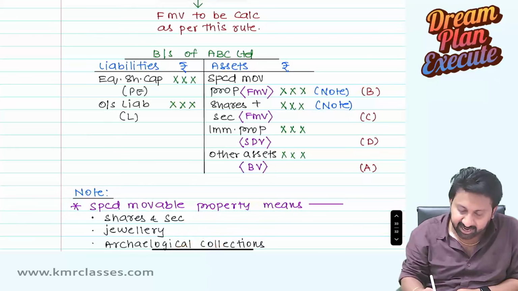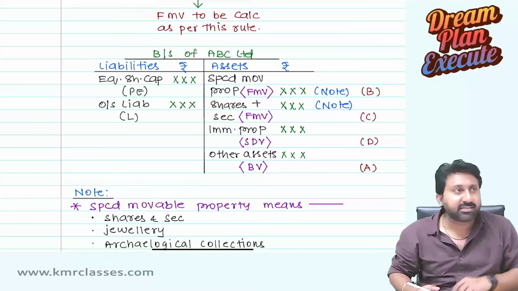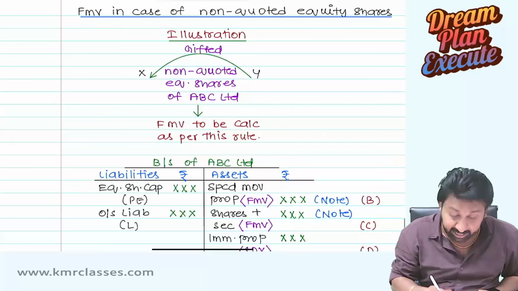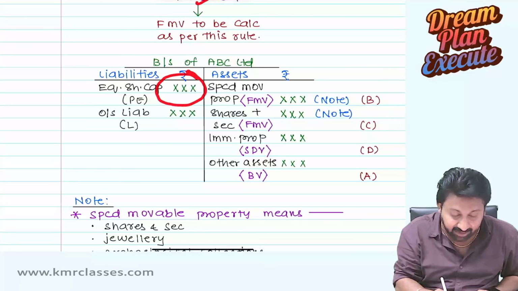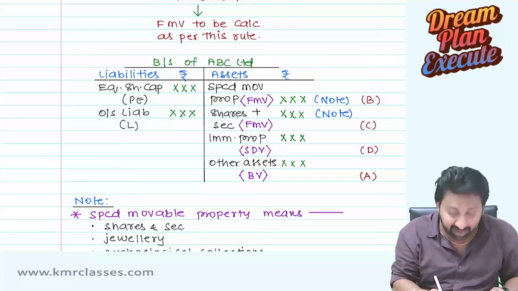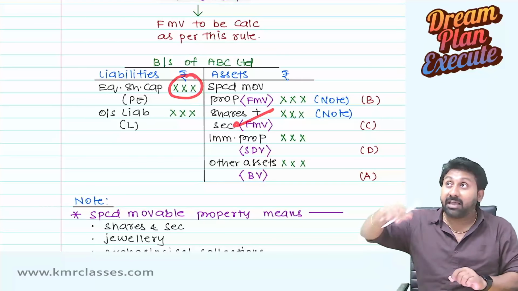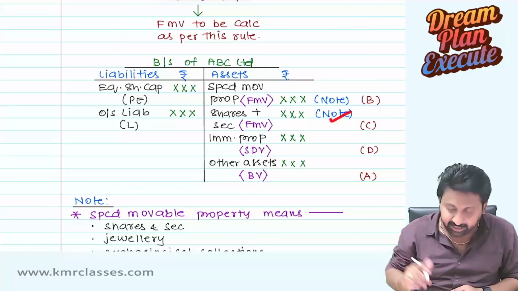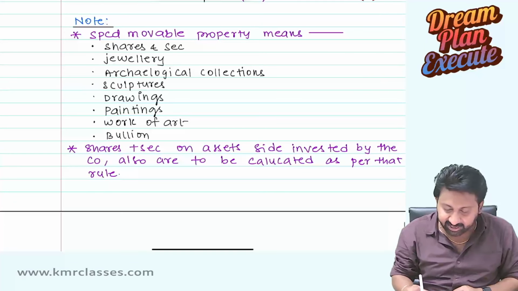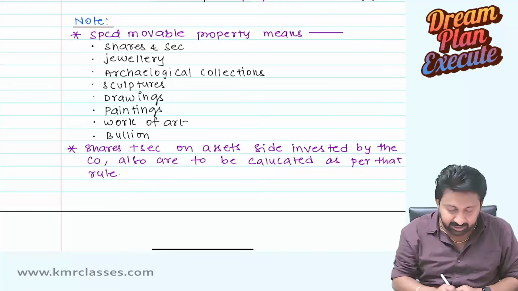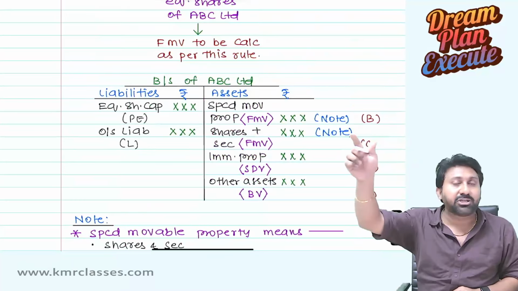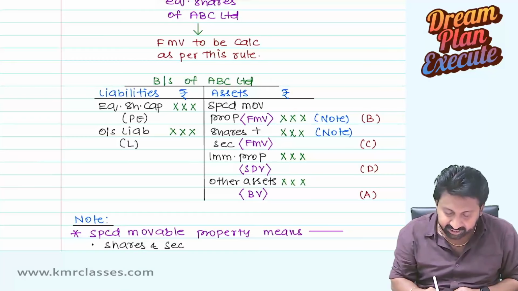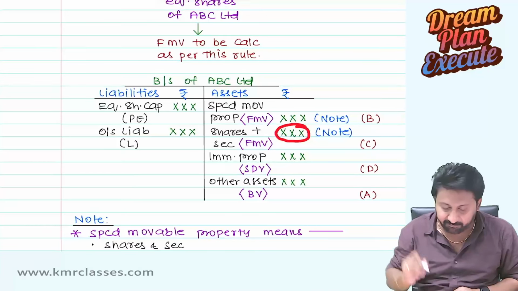Next, shares and securities. We are valuing the shares and securities of ABC Limited, and this value we are calculating. Are you understanding or not? This is another company I invested in. For them also, using the same rule, you have to calculate the FMV. Shares and securities on the asset side, invested by the company, are also to be calculated as per the rule. That company's balance sheet you need to take, and same like this, you need to calculate the FMV of those shares. So for shares and securities, you have to take the FMV.